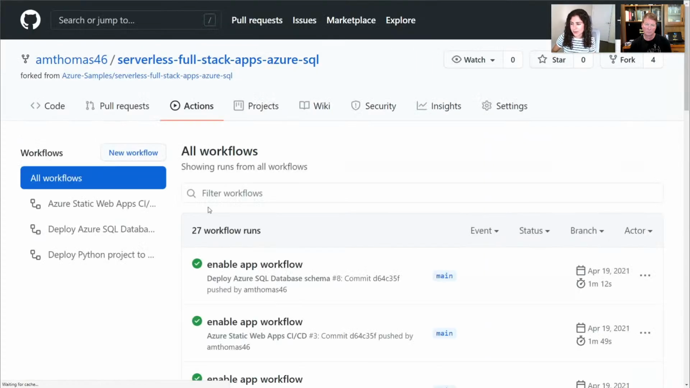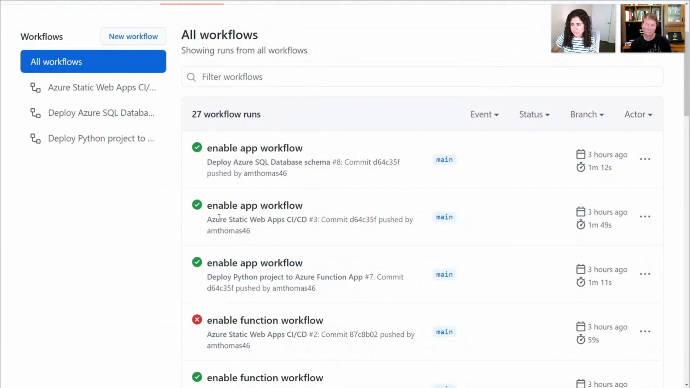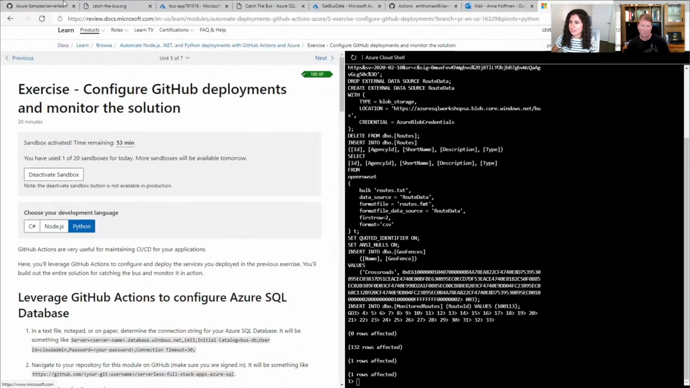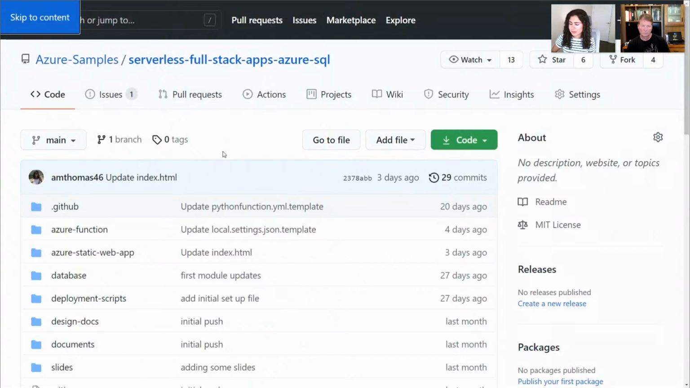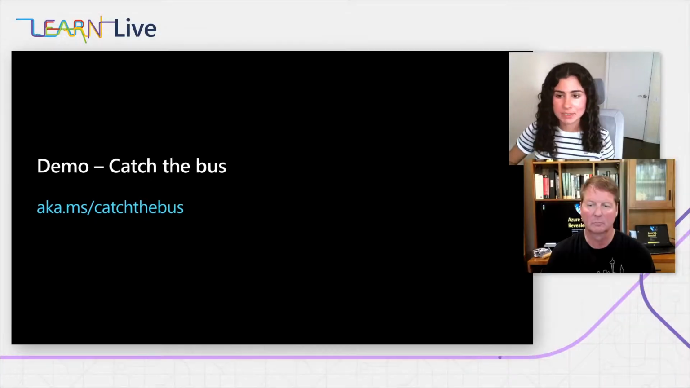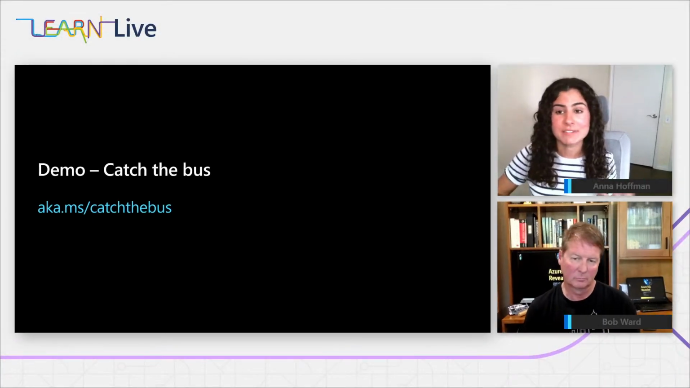And of course, we also have these available for Azure Static Web Apps and Azure Functions. And even when things go wrong, you can troubleshoot them. So all of this is surfaced in this serverless sample here. So if I go back here, that's where you can find that aka.ms/catch-the-bus. But it's just one of the ways you can really take advantage of all that Azure has to offer.